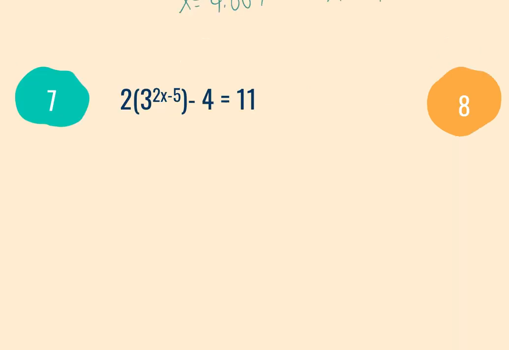All right, what do you think we're going to do first with 7? Add the 4, good. Just like you would normally solve that equation, we're going to eventually want to isolate what we're solving for, which is the exponent. Then what? Divide by 2.